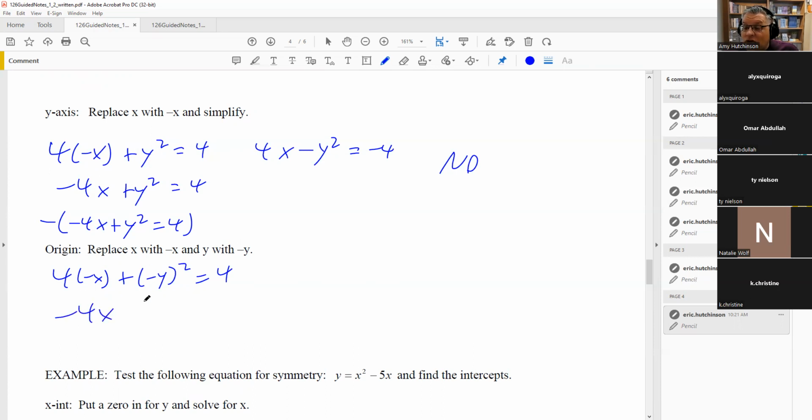Again, a negative raised to an even power means that negative goes away. So we get plus y squared equals 4. And that right there is not the same as the original one. So this is going to be a no as well.